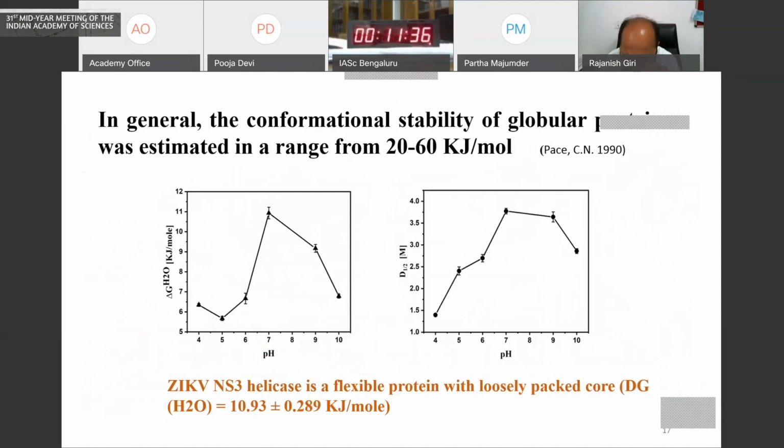And we found that the viral protein stability is much lower as compared to the very well established globular protein systems, because the globular proteins are in the range of 20 to 60 kJ per mole, while this helicase enzyme is 7.9 kJ per mole. So we found that yes, these viral enzymes are not very stable, and that makes sense because they work in collaboration with each other. Once the whole replication complex machinery builds up, then only they function.